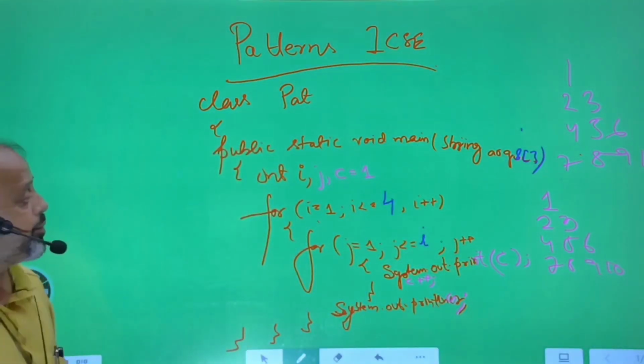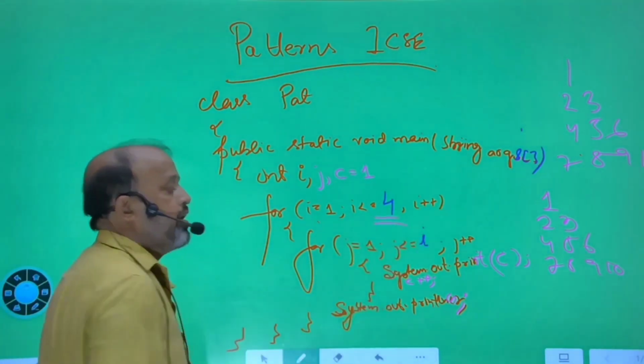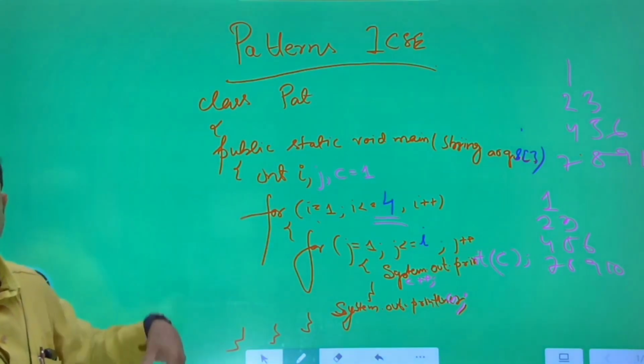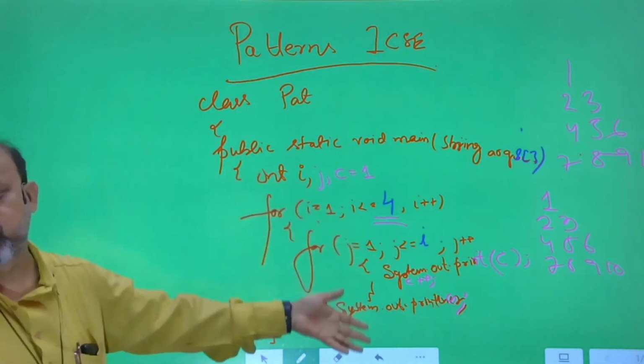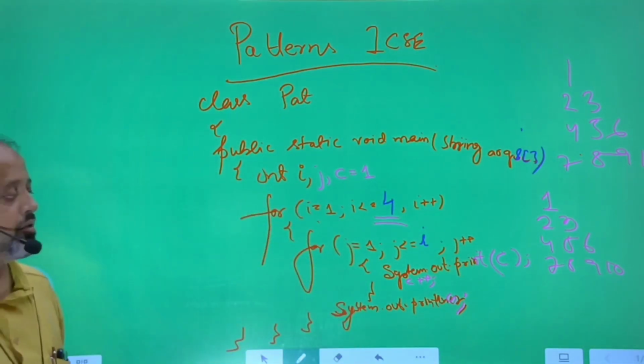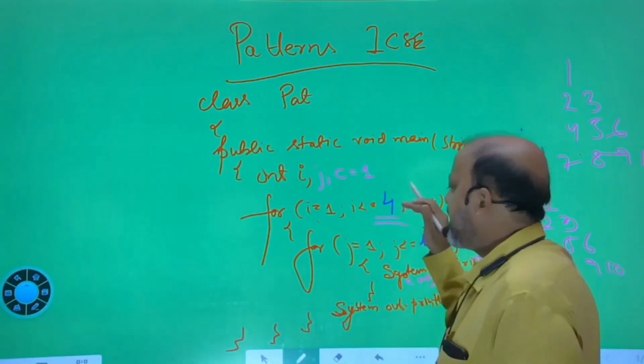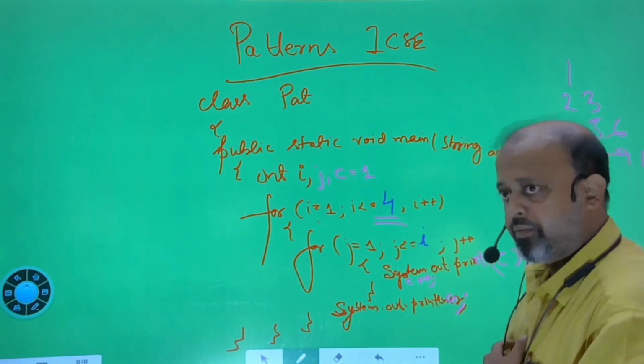I am doing all the patterns with a fixed number of lines. You can change it. You can take n also from the user. You can use scanner, enter a number of rows. You can do it like this also. For understanding purpose or making it simple, I am taking a fixed number of steps.